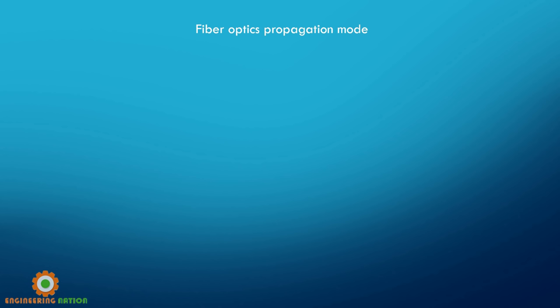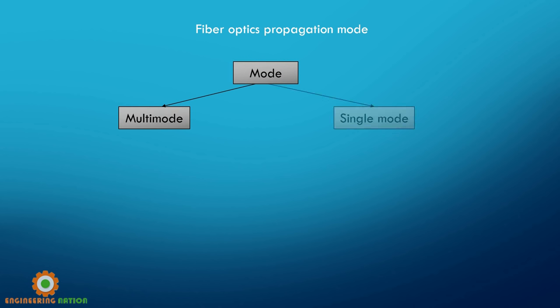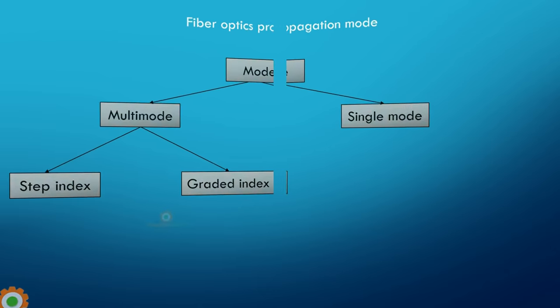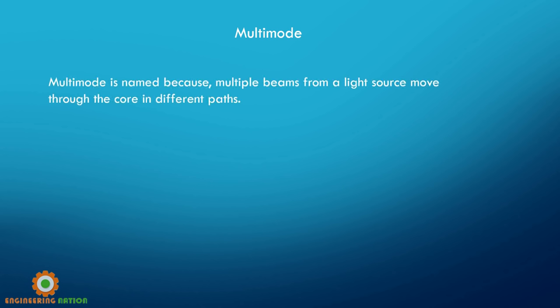Fiber optics propagation modes: multimode and single mode. Multimode is again divided into step index and graded index. Multimode is named so because multiple beams from a light source move through the core in different paths. There are two types of multimode. The first is step index and the second is graded index.